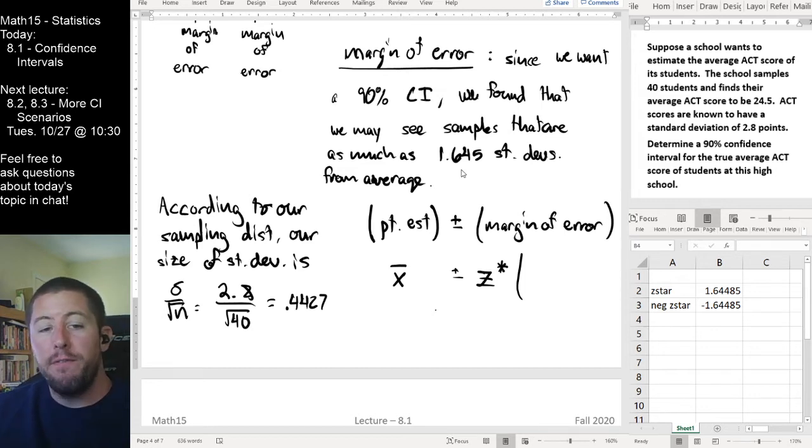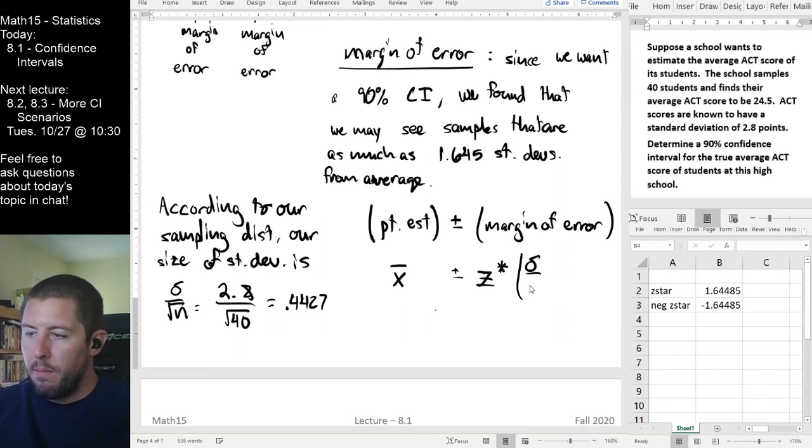But I need to know what distance 1.645 standard deviations actually is relative to ACT scores. You should notice that X bar is in terms of X. It's in terms of ACT scores. Z star has no X information at all. Z stars are very generic, just number of standard deviations with no context. I would like to take my number of standard deviations and multiply it by the length of one standard deviation in the context of the problem. So this is where I'm going to do my sigma over root n.